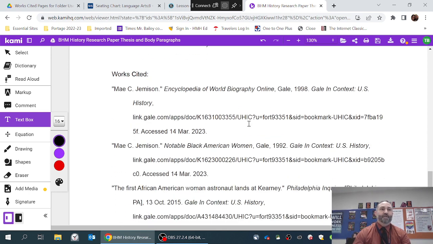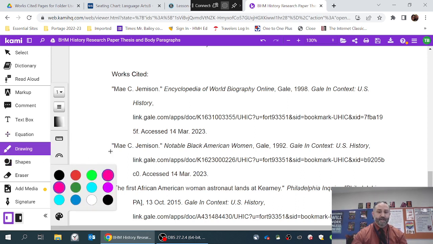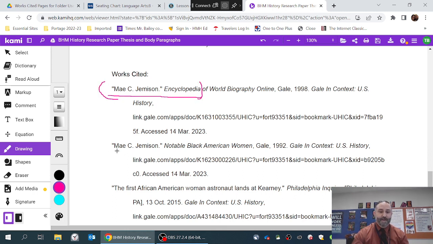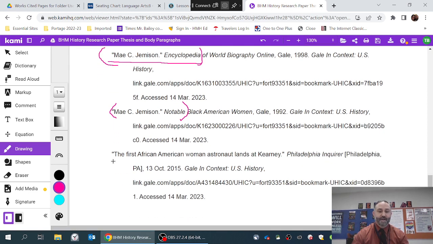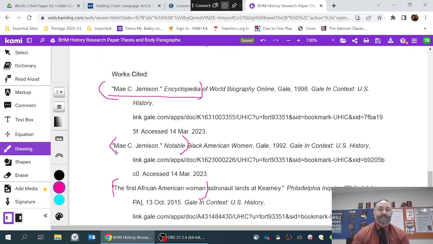You'll also notice that I have a works cited page. So when you look at the parenthetical citations, you might happen to notice that this was in parentheses for one of them. You'll notice this was in parentheses, although we removed the punctuation. This was in parentheses for the third source there. But basically, we have a works cited page.